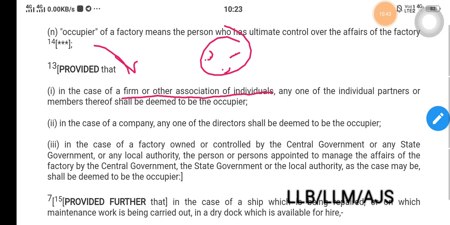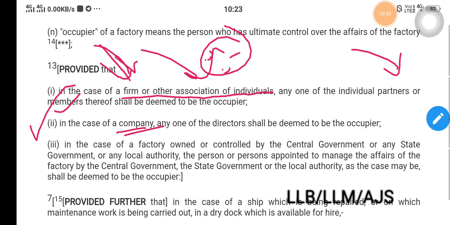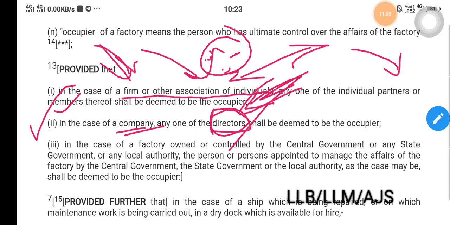So who shall be the occupier in the case of a firm or any other association of individuals? The individual partner, the partner himself or themselves, or the members thereof shall be deemed to be the occupier. 2. In the case of a company, as we know, a company is different from a partnership firm. So in the case of a company, any one of the directors in the company shall be deemed to be the occupier. So directors, not shareholders, shall be deemed to be the occupier.